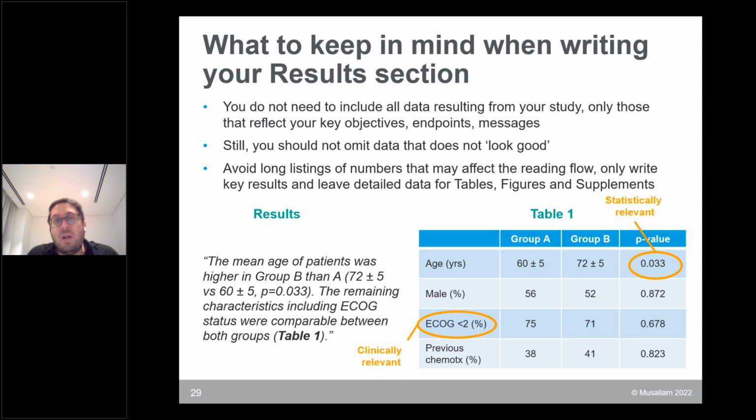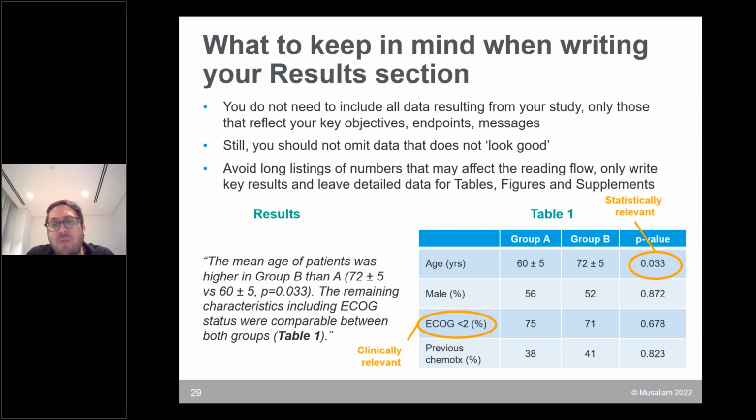In the results section, obviously, you're not going to report every single result that you have. It's not a confession book of what you found in the study, only the things that matter. But also don't omit data just because it's not looking good, it's not a significant p-value. Obviously, always try to resonate with what you said in the introduction and the aims. Why did you do the study?